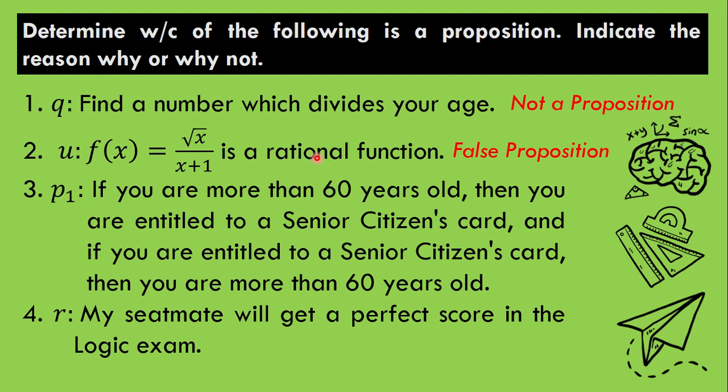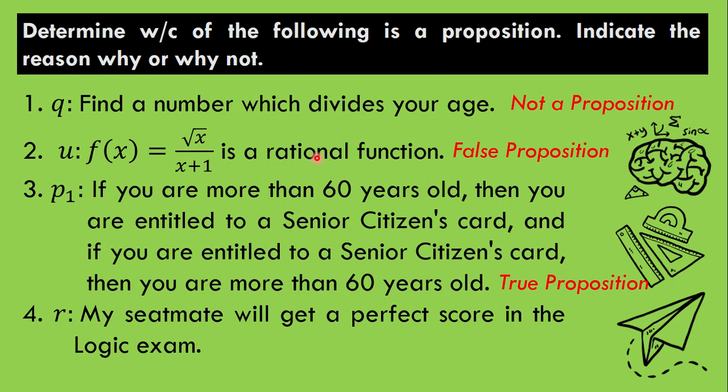Okay, this one is a true proposition. Why? If you're going to look at this, it's a fact. It's supported by a law that if you are more than 6 years old, then you are entitled to have that senior citizens card. And vice versa, if you have that senior citizens card, obviously you are more than 6 years old. So therefore, this is a true proposition.